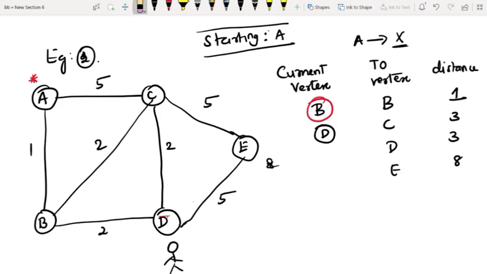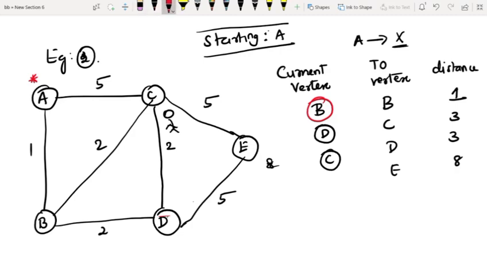Now let me move to the next node. From D I can either move to E or C, but C is 2, whereas E is 5, so I will move to C. I'll make C my current node. So C is now my current node, right?